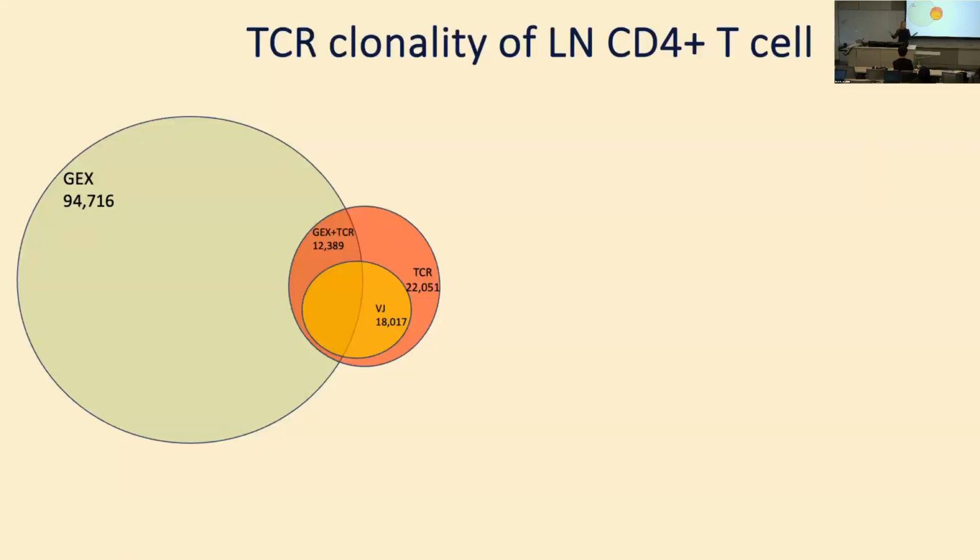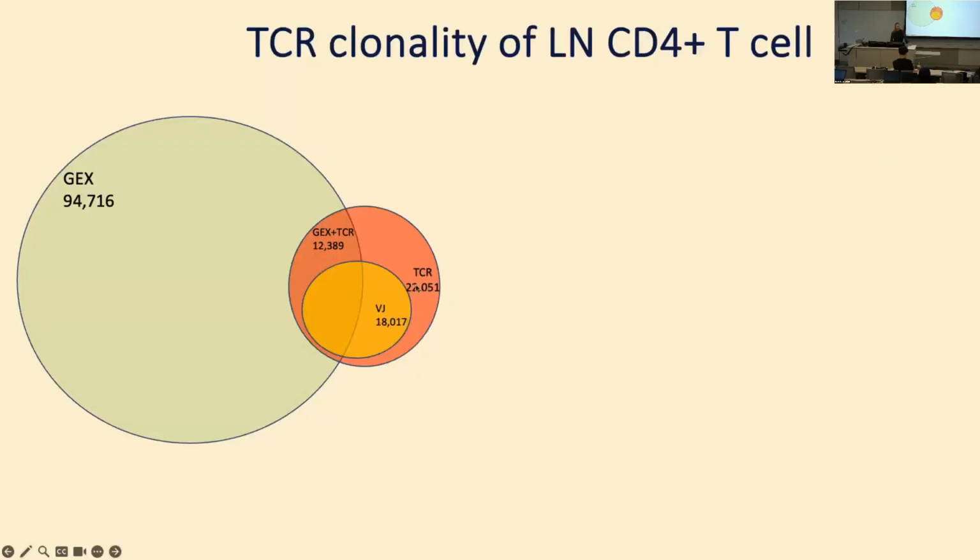How is it happening? It's a science. You can't control it. That's what just happened. It happens in a tiny little tube. So again, out of 94,000 cells that were sequenced, only 22 had this receptor sequencing. And among them, only 12,000 had both.